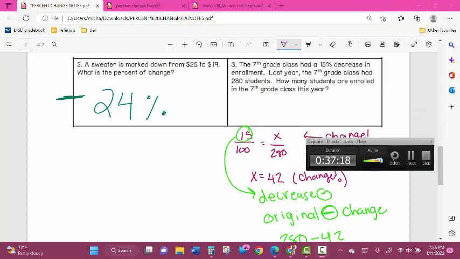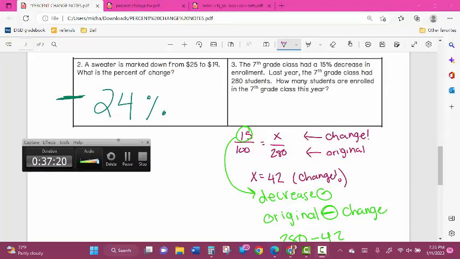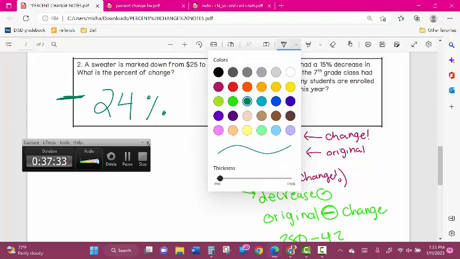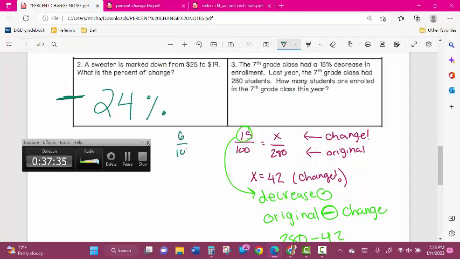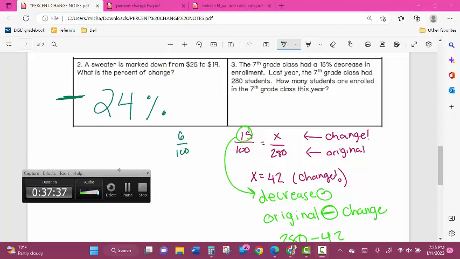Okay, so all right, looking at number 2, if you picked number 2, that was a minus 24%, so it was a 24% decrease. You did 25 minus 19 and got 6, so your proportion was 6 over 25. Change 6 over original 25. Didn't know the percent over 100. Cross multiply, you should have got 24.